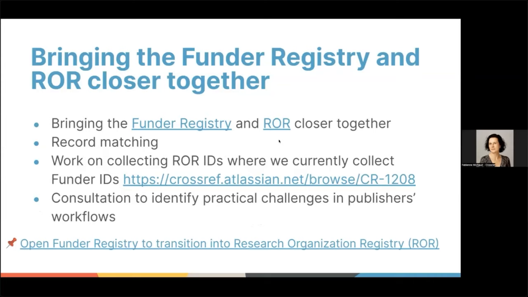Crossref and ROR are working closely on this initiative, and ROR have done quite a lot of work on matching records. They are currently close to 34,800 active funder IDs and over 104,000 ROR IDs, with obviously quite a lot of overlap between the two registries. And we'll publish on the Crossref and ROR blogs more information on this in the coming weeks and months.